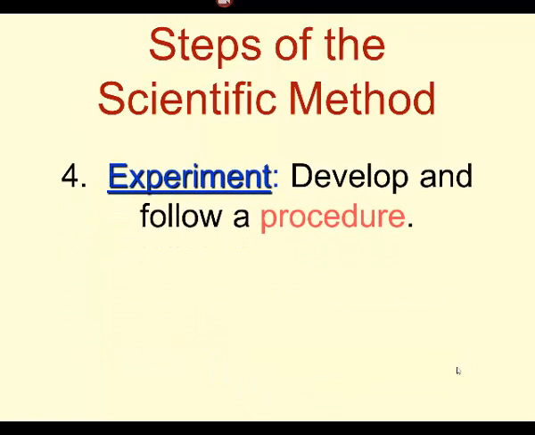Step 4, the experiment. In this step, we're going to develop and follow a procedure. So it's important to think about this step as the step where you make like a recipe. If you were going to be cooking a pie, you want to follow a recipe exactly the way that it's written down. If you miss a step, then your pie might not end up right. In this case, anytime we're creating an experiment, we want to develop and follow procedures that are easily identifiable, easy to read, and something that somebody else could recreate your experiment by following your directions.